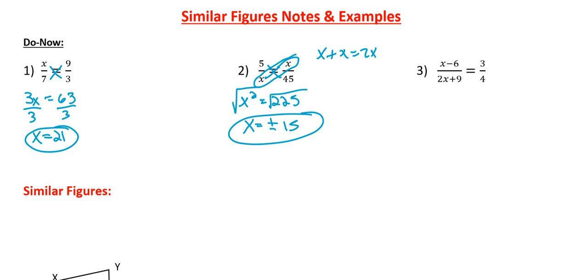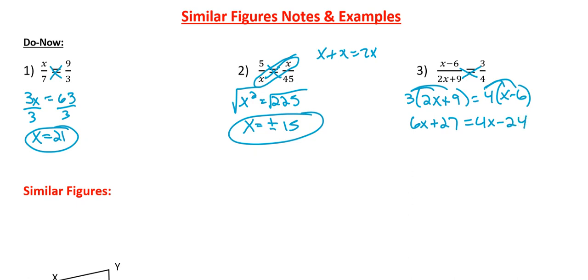For number three, we would again cross multiply here. So you have this and we have this. I'm just going to write it and then I'll distribute. 6 times x plus 9 equals 4 times x minus 6. Again, I like to write it because sometimes I find students don't remember to distribute to both elements when they try to do it mentally. But we get 6x plus 27 equals, on this side, we get 4x minus 24.